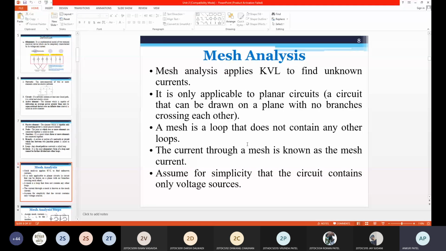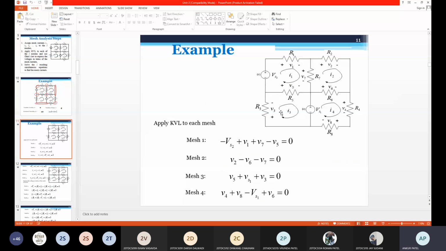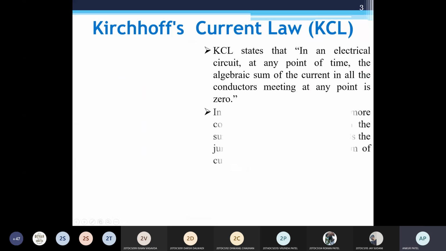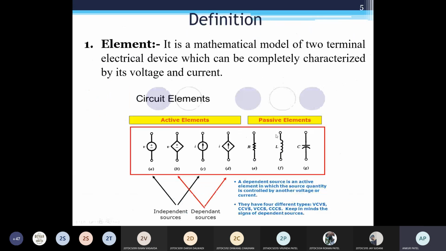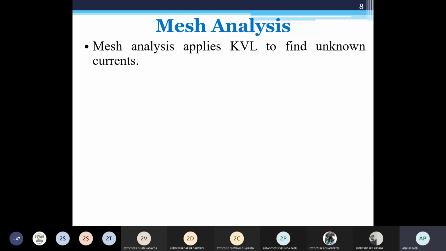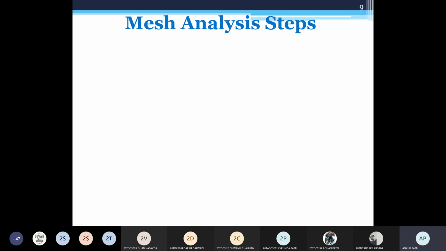Okay, compared to eliminating the terms or parameters. Yes, we are applying KVL for each mesh in the circuit. A mesh is a type of loop, but it can't be further divided into another loop. So we can't repeat in a mesh. Mesh is one type of loop, but it can't be further divided into another loop.